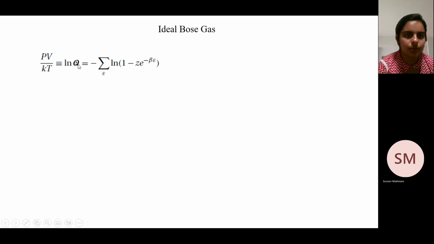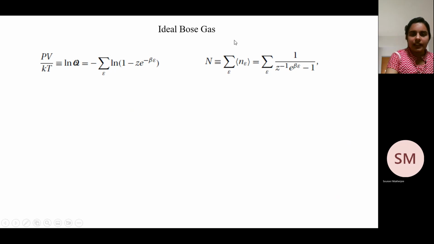So now here capital Q is the grand canonical partition function. This has a summation, as you can see. And if you have a large volume, or if you consider that your single particle energy states are actually continuous, in those cases you can change it to an integral. Similarly, you can define N as a summation over epsilon, the summation over the mean occupation number, and that is given by this expression here. So here you have put the value of a as -1, right?